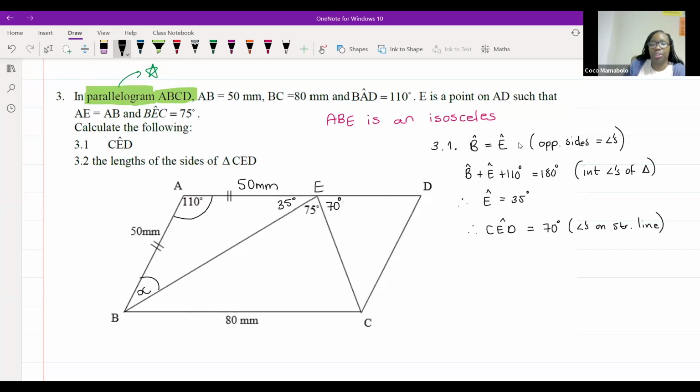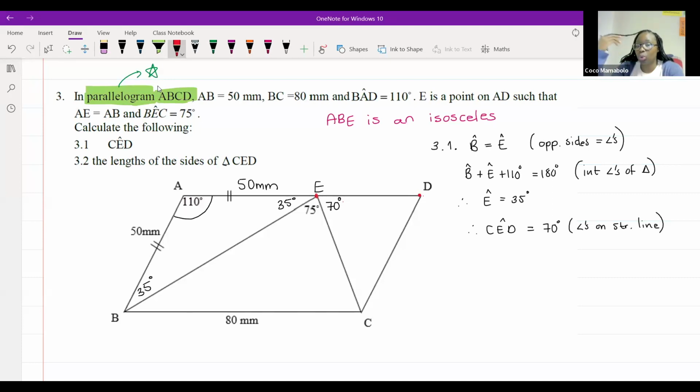All right, let's talk about 3.2. Okay, 3.2 says the lengths of the sides of triangle CED. Now, I'm going to fill in some things. I know that this is 35 degrees. First thing that we can tell is what the length of ED is. Who can tell me? What's the length of ED? It is 30 millimeters, Tseho, you're absolutely correct. Does everybody see it?